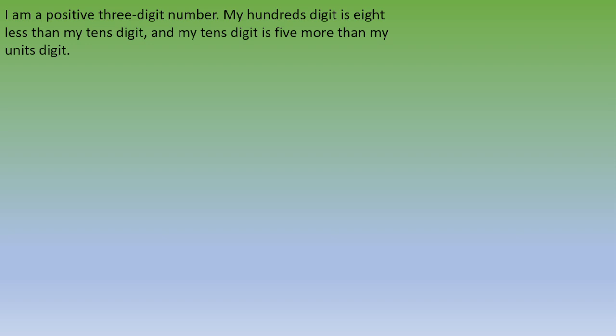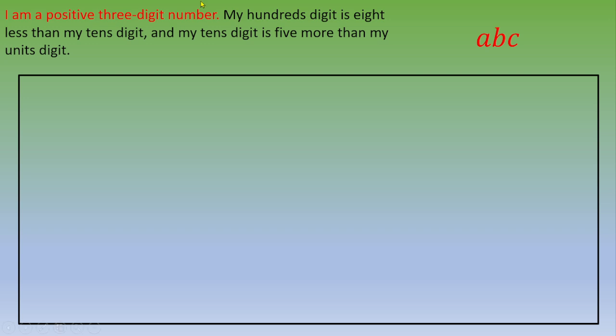So one way to solve that is to translate into mathematics. The first sentence, a 3-digit number, let's call that A, B, and C, 3 digits. And now let's interpret the first part of the sentence. My hundreds digit is 8 less than my tens digit. So this is A equals B minus 8.